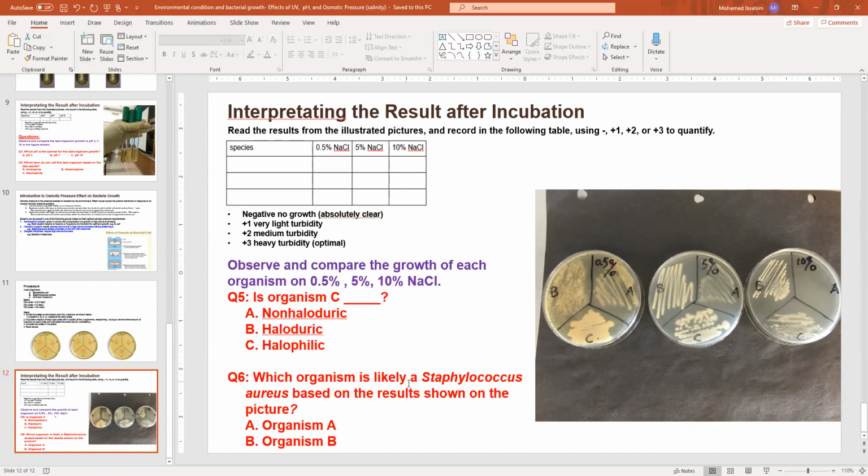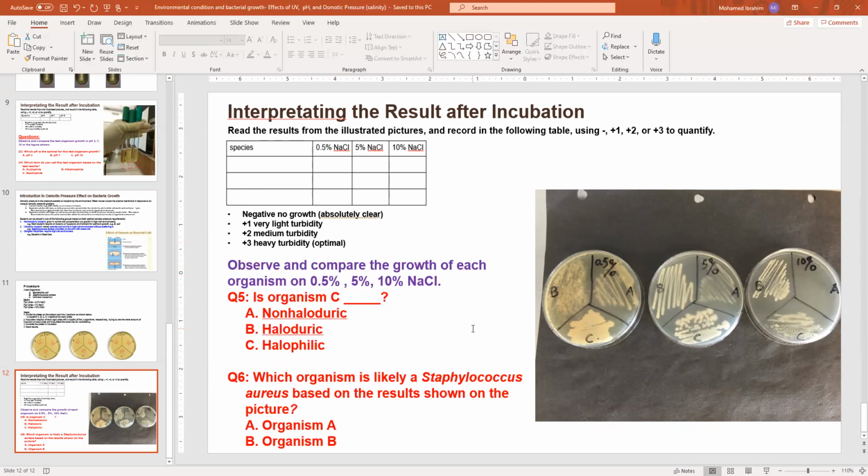So which organism is likely a Staphylococcus aureus based on the result? We know that Staphylococcus aureus, and this is when we do the lab for staph identification, I think in the 2nd semester, are basically halodurants, meaning they can tolerate high salt. So the right answer for this is going to be B and C, because they still can grow at 10%. And we know that they are halodurants, so they can grow at high salt.